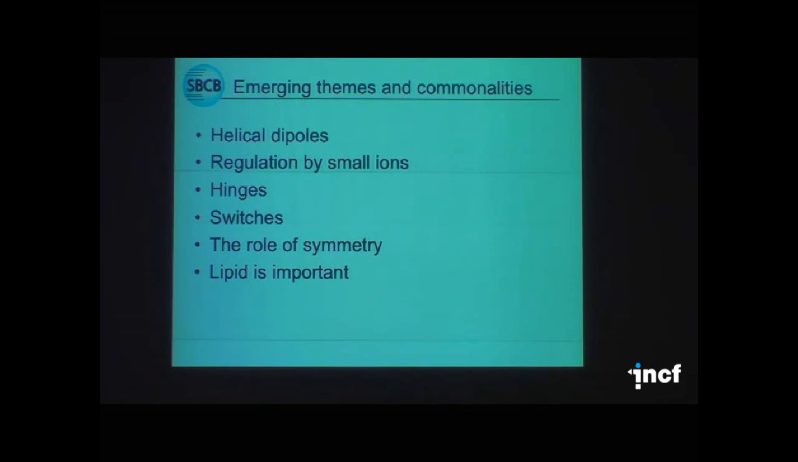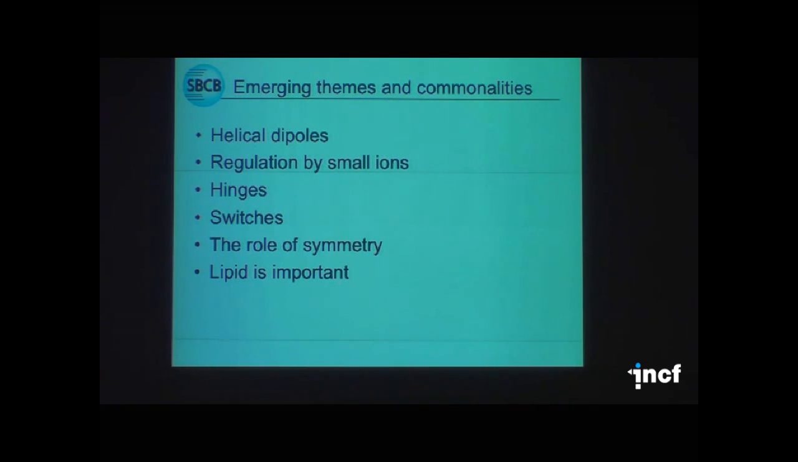The role of symmetry is quite interesting. For transporters, you typically have two-fold inverted symmetry type structures, and in the channel structures you tend to have tetramers or pentamers or higher order oligomers than that. And that can also be an important role in terms of their function.